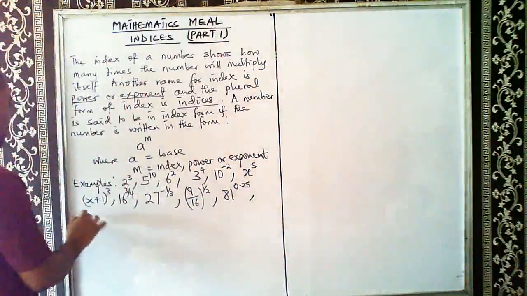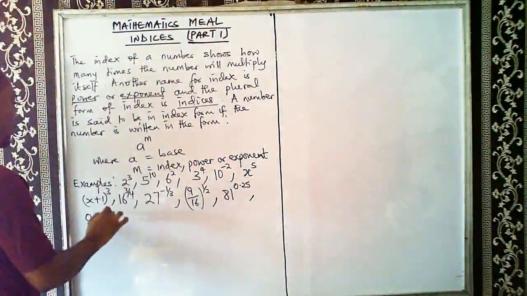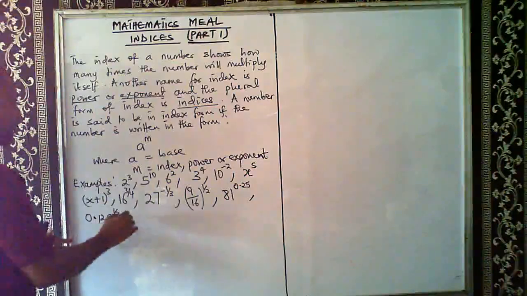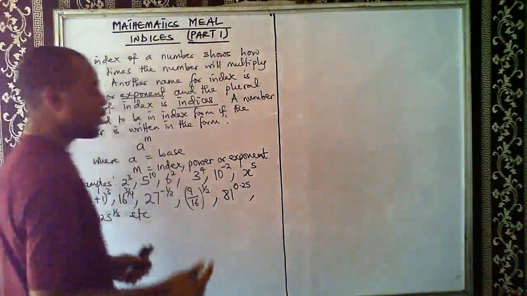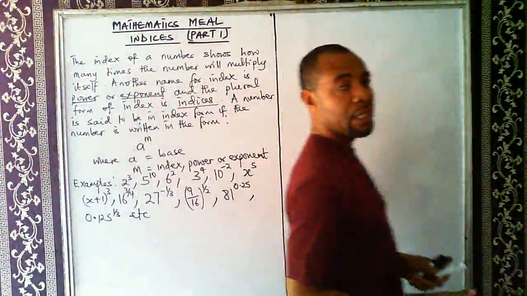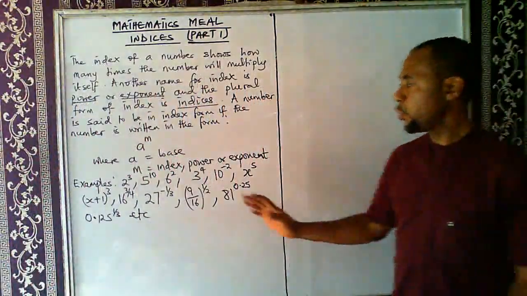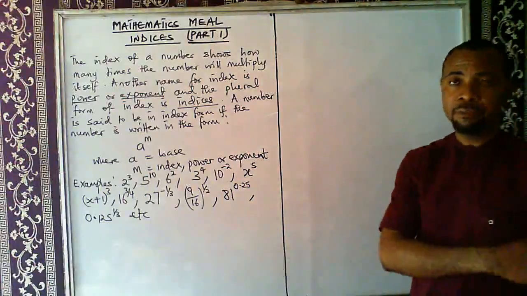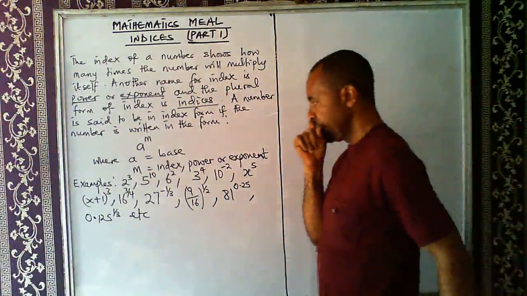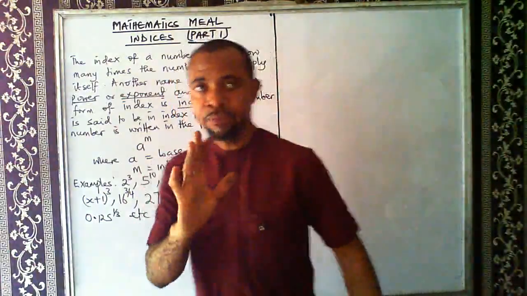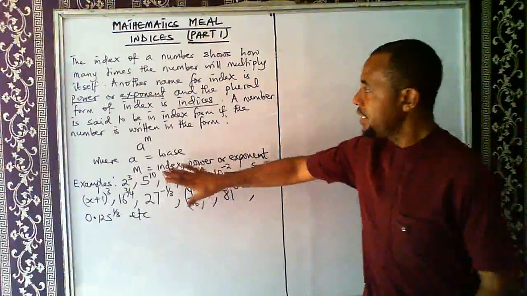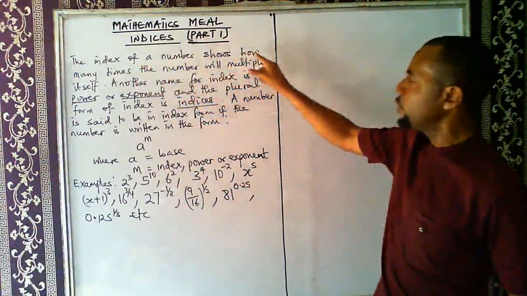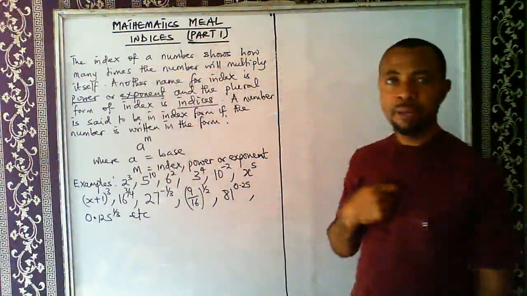It is still possible to have 0.125 to the power 1 over 3. A decimal fraction can also be the base. Okay, I think all these examples are okay as far as the concept of indices is concerned. Now, using this index form, let's explain this. We say the index of a number shows how many times the number will multiply itself.